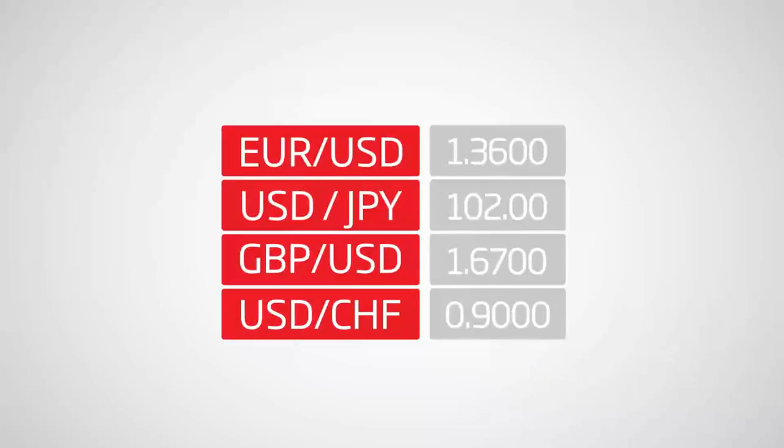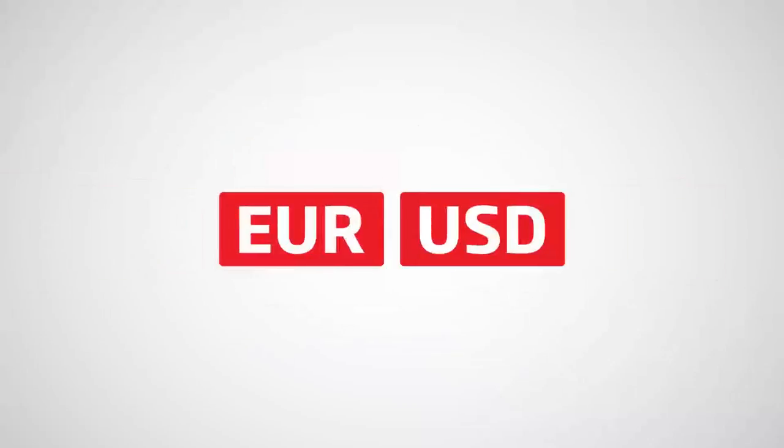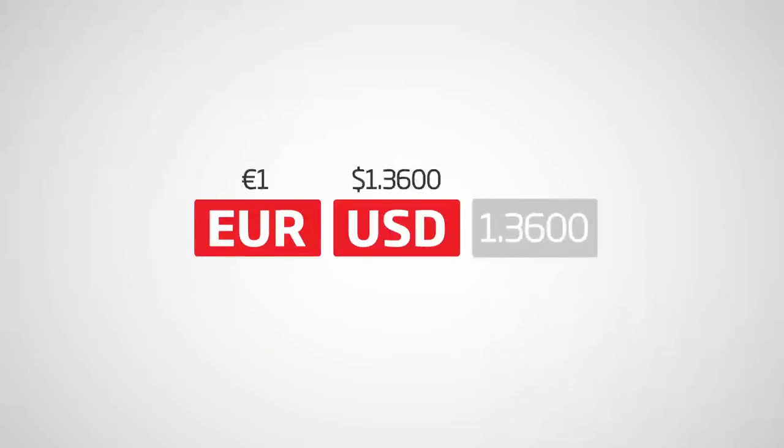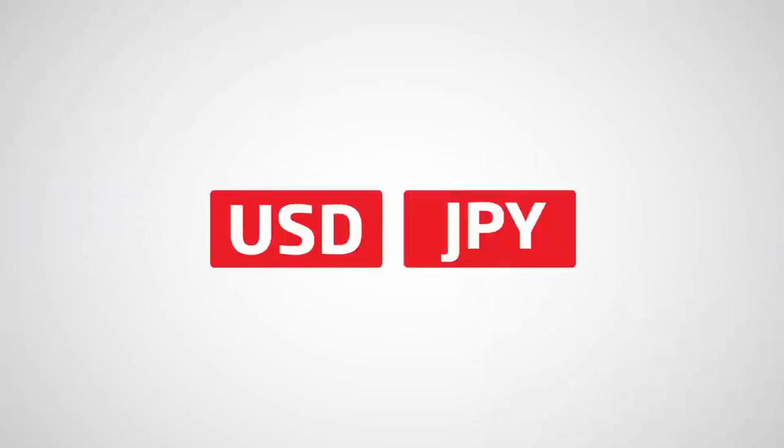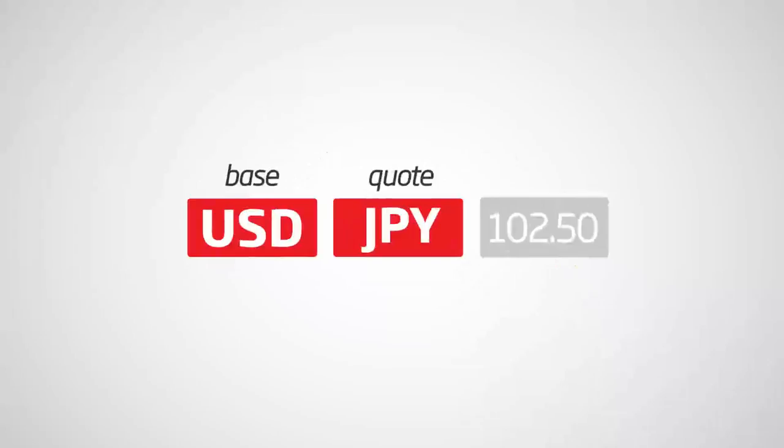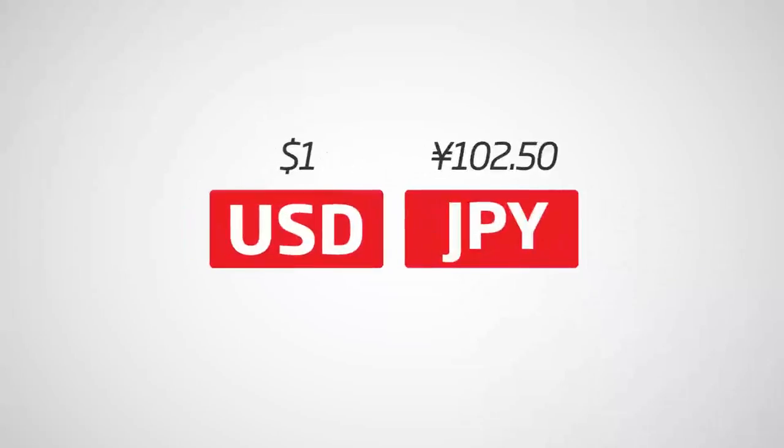So for example, if you're trading Euro USD, the euro is the base currency and the dollar is the quote currency. The rate represents how many dollars you need to buy 1 euro. On the other hand, if you're buying USD JPY, the dollar is the base currency and the yen is the quote currency. The price represents how many yen you need to buy $1. The base currency is usually bigger than the quote currency, but not always.